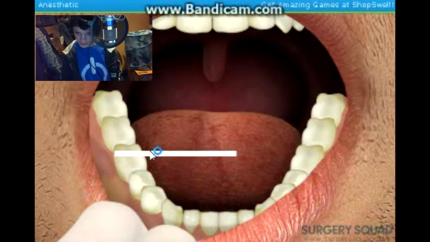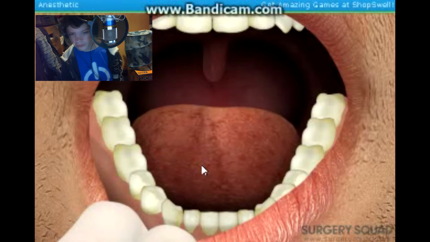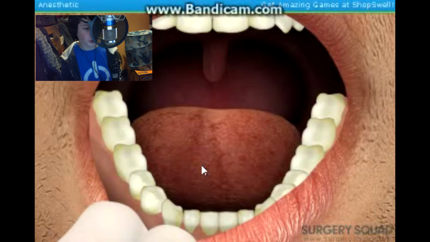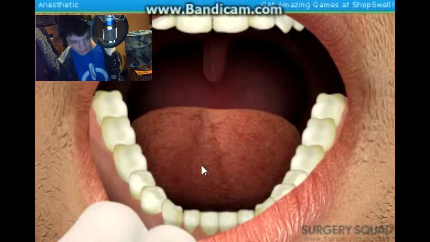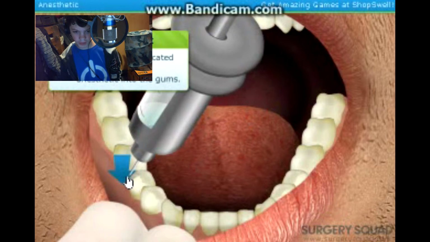Next, we can inject the local anesthetic. After the local anesthetic has taken effect, the area should become numb for a few hours. Use the syringe to inject the local anesthetic into the patient's gums, just below the tooth we'll be performing a root canal treatment on. Okay, so I'm going to stick that right in there.